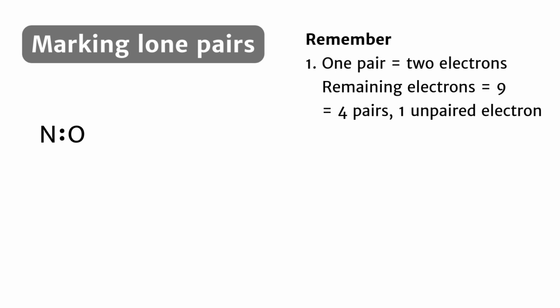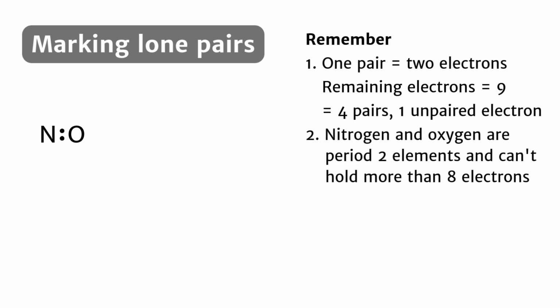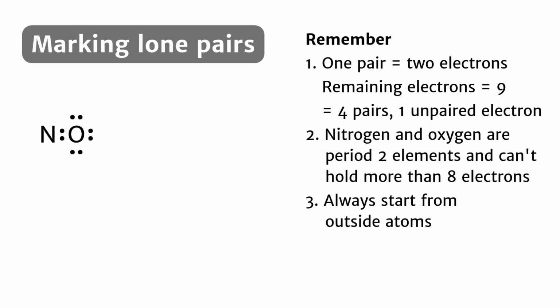It's important to remember that both nitrogen and oxygen are period 2 elements, and they cannot hold more than 8 electrons in their valence shells. Make sure to always start marking lone pairs on the outer atoms first, before proceeding to the central atom. In the NO Lewis structure, the oxygen atom, being the outer atom, is first assigned 3 lone pairs. The remaining 1 lone pair and a single unpaired electron are then placed on the central nitrogen atom.